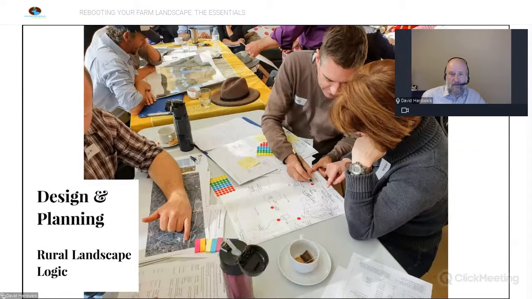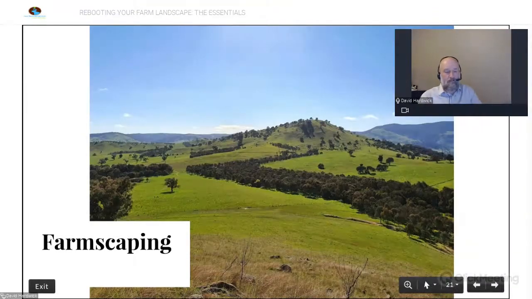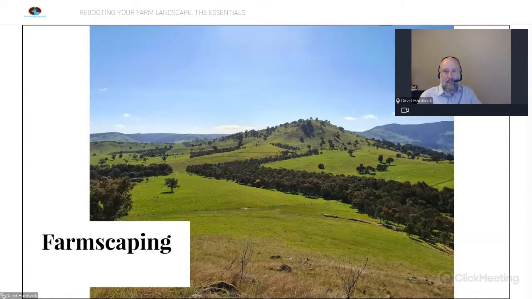And here are some guys going through one of the steps of identifying and prioritising issues on their properties, near Canberra in this case. So we've looked at three of the key strategies to help restore or regenerate your farm landscape. The first one being changing your thinking, applying some ecological thinking to the situation. The second one being to apply design and planning strategies, taking your property through a good design and planning process.